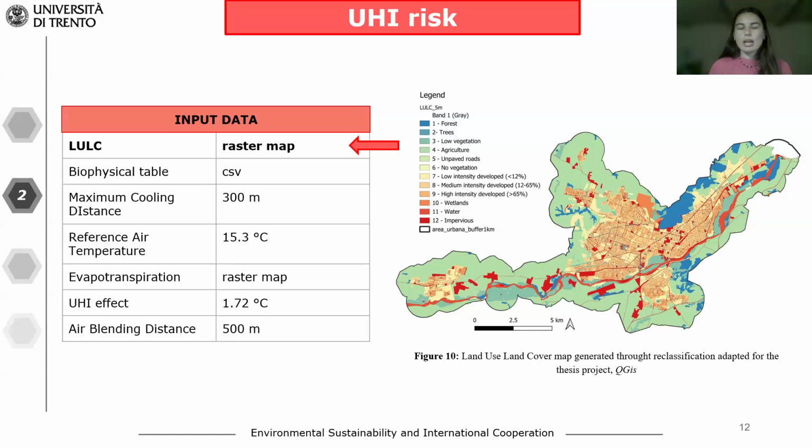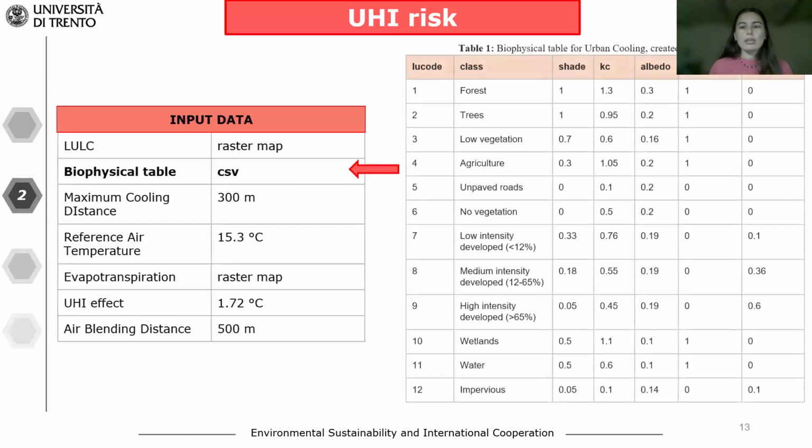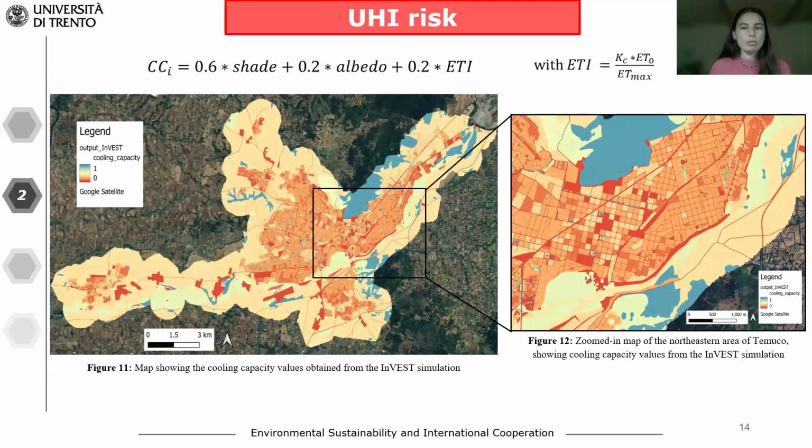And then I used another important input data, that is the biophysical table, in which to each different class I assigned specific values such as shade, the albedo, or the crop coefficient. From these different input data and from this formula provided by the InVEST software, I obtained this final map as a result of the simulation, displaying the cooling capacity values for each pixel covering the total urban area. In red and orange, we can see the areas most affected by the urban heat island phenomenon.